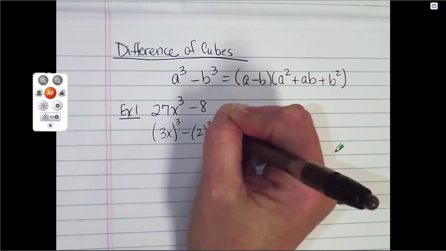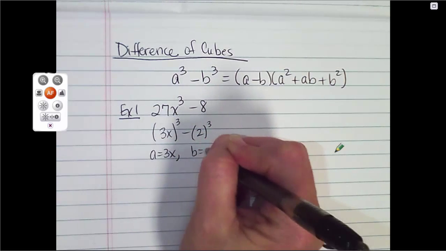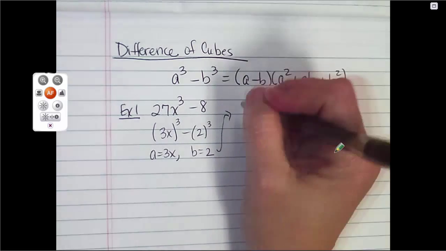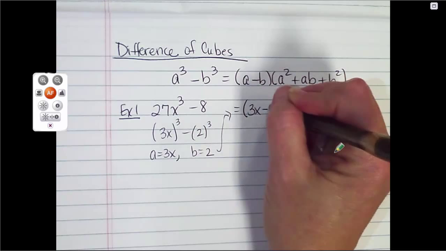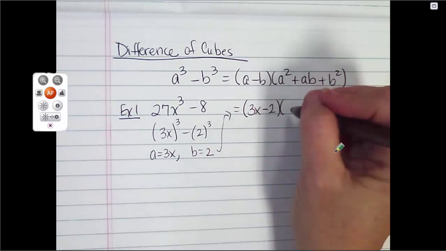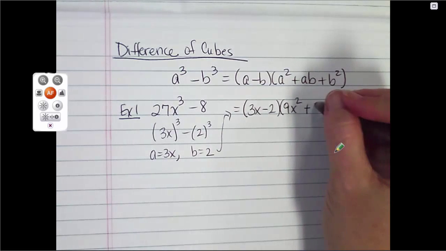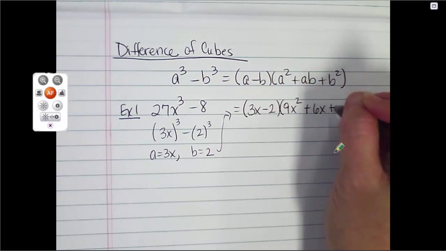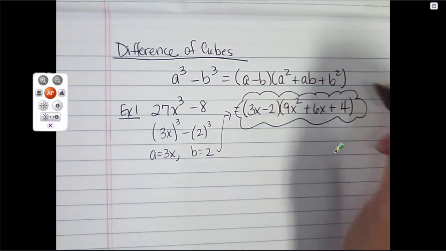Well, 27x cubed is 3x all cubed, and 8 is 2 all cubed. So a is 3x, and b is 2. Substitute into the formula, and we get 3x minus 2 times 3x all squared is 9x squared, plus 3x times 2 is 6x, plus b squared, 2 squared is 4. And now I've factored the difference of cubes.